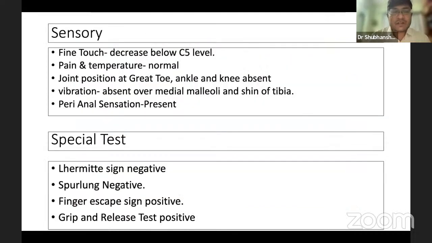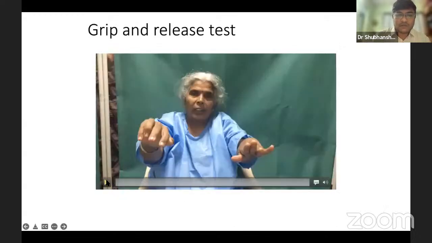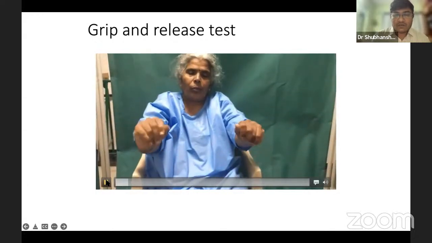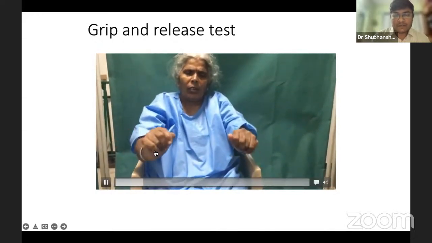On sensory examination, fine touch decreased below C5 level. Pain and temperature was normal. Joint position at grade 2, ankle and knee absent. Vibration sensation absent over medial malleolus and shin of tibia. Perianal sensation was present. On doing a special test, Lhermitte sign was negative. Spurling was negative. Finger escape sign was positive, and grip and release test was positive. This is a video of a grip and release test.